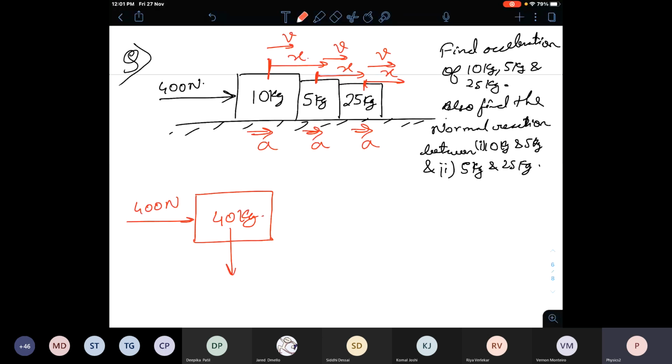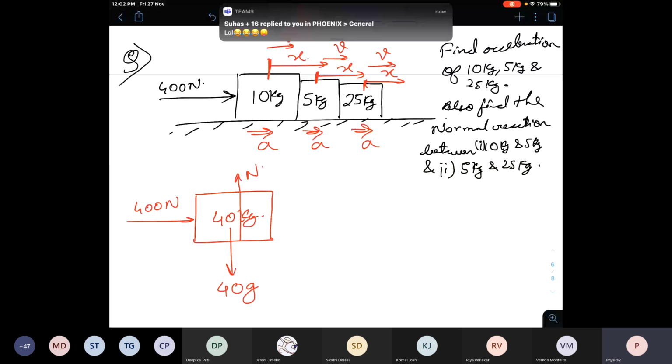Let's go, in the vertical direction there will be forces, but we are not interested in that. You can calculate 40 mg as the total weight, and there will be a normal reaction, but that is of no interest to us. Why? Because it is in the vertical direction. The blocks are moving in the horizontal direction, so it is better to stay in the horizontal direction only. Do not disturb the vertical direction unless necessary.